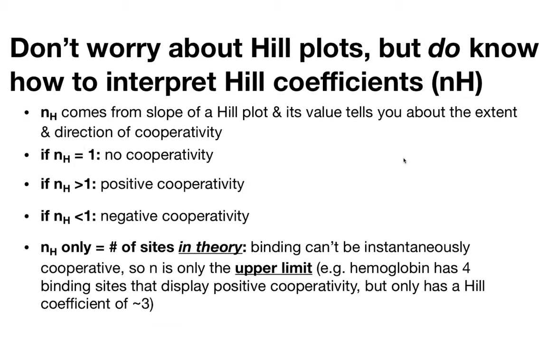Don't worry about Hill plots. I don't need you to actually go read a Hill plot or draw a Hill plot by any means. But do know that the slope of the line of a Hill plot, that's where we get this term nH. And the value is going to tell you about the extent and direction of cooperativity. If nH equals 1, you don't have cooperativity. The equation kind of just simplifies down to the equation that we've been looking at all this time for our KD. But if you have an nH of greater than 1, you have a positive slope, you have positive cooperativity. If nH is less than 1, you have negative cooperativity. Remember that the maximum value nH can be is the number of sites, but you're never going to find it actually be equal to that number of sites.